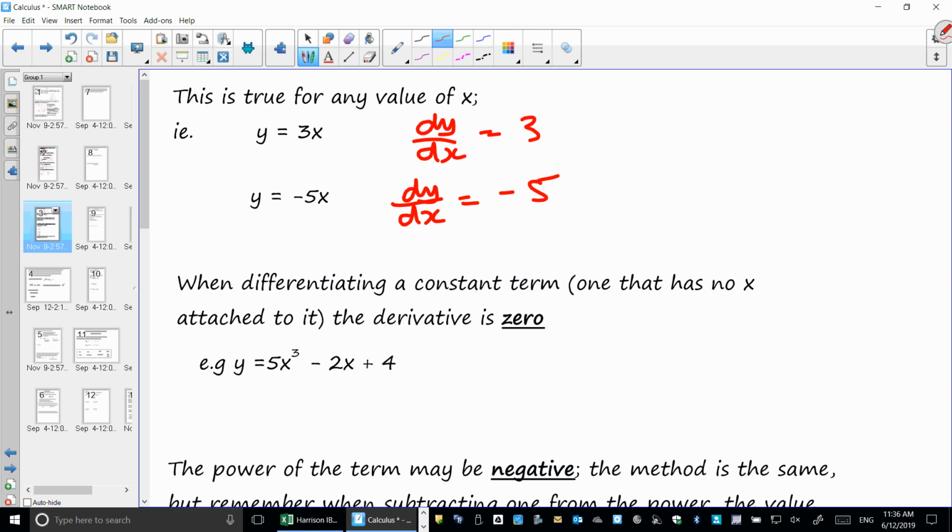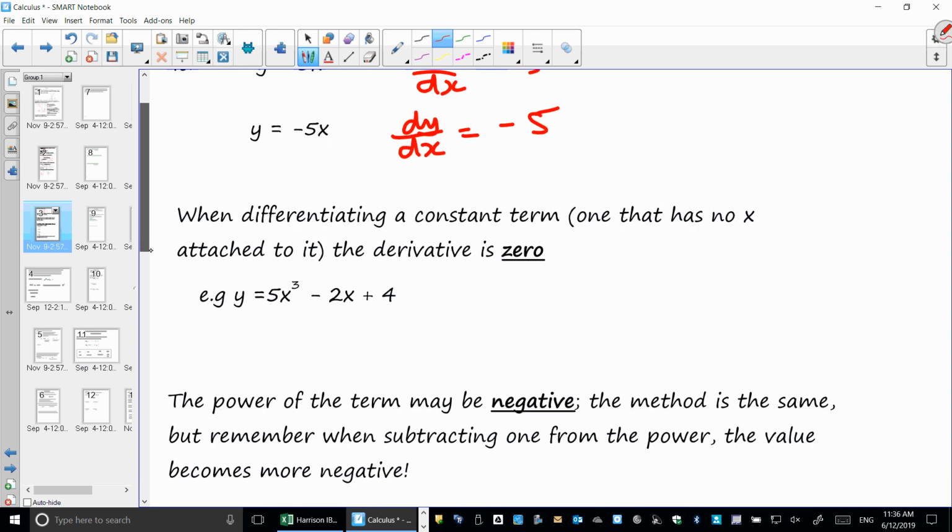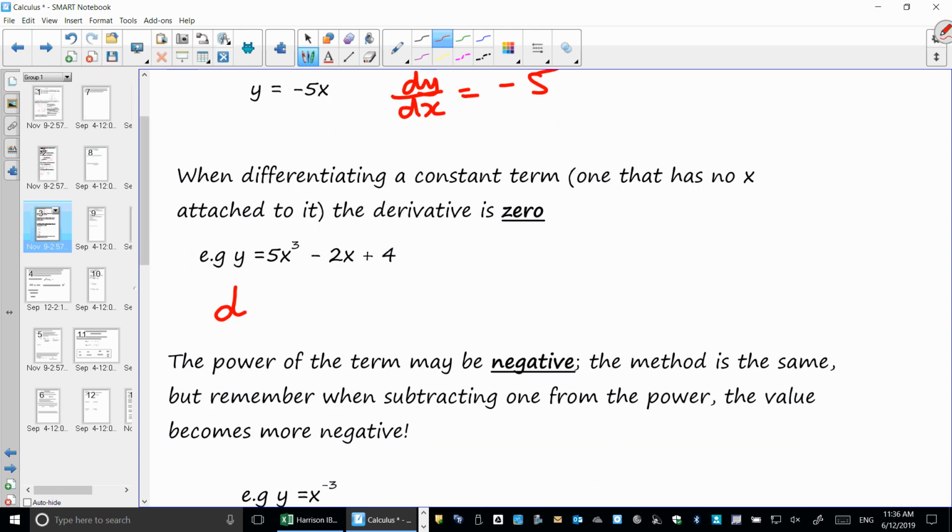Now, if you're differentiating an expression and there's a constant term, so remember constant terms mean that there's no x attached to it, that constant term disappears. Okay, that constant term differentiates to be 0. So if I have this expression here, dy dx would be 15x squared, okay, and that's it.